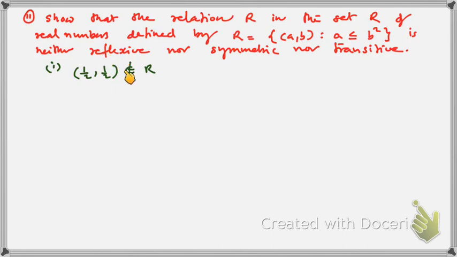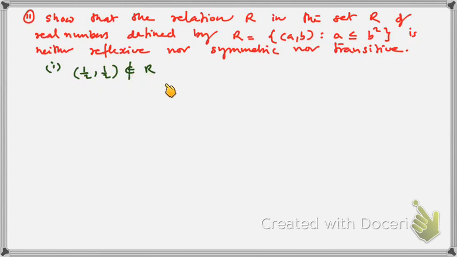Because according to this relation, 3 is smaller than 3 squared. 3 is less than 9. 3 is smaller than 3 squared. So the first number is 3, the second number is 3. 3 is less than 3 squared. So (3, 3) actually belongs to R.